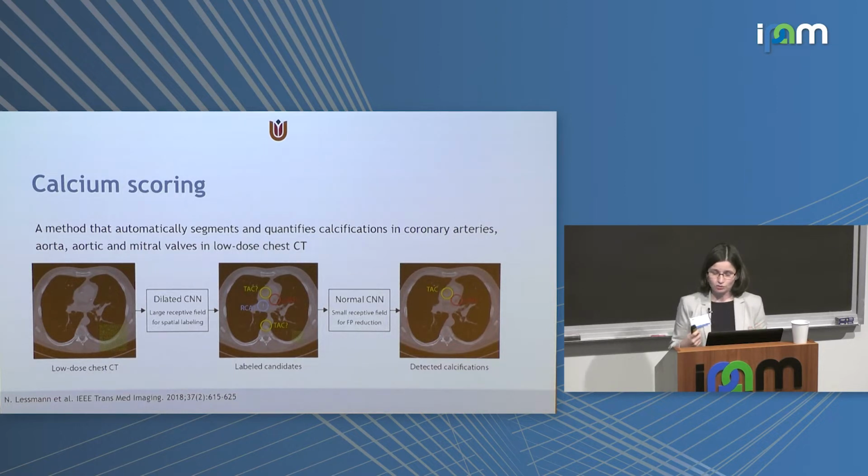So we were looking for coronary arteries, where we separated left and right and circumflex artery, then the aorta, aortic valves, and mitral valves. But this dilated CNN also generated many false positives. And so then we used a subsequent network that had a smaller receptive field and worked as a false positive detector.